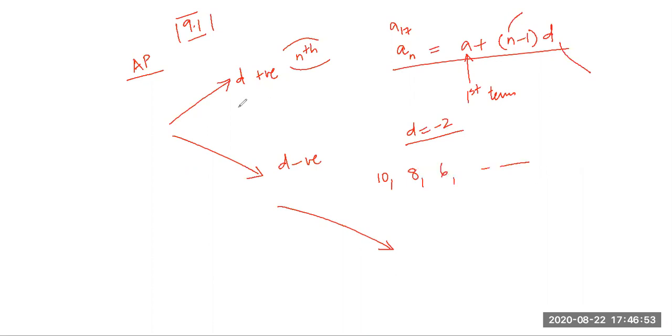If d is positive, the first term is 10, the next term would be 12, 14, and so on. All right, that's great. So this is the first formula to find the nth term in an arithmetic progression.